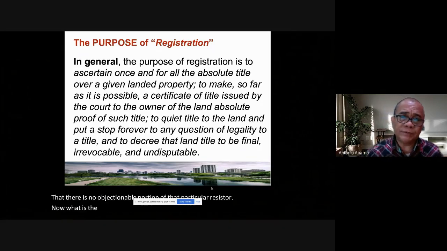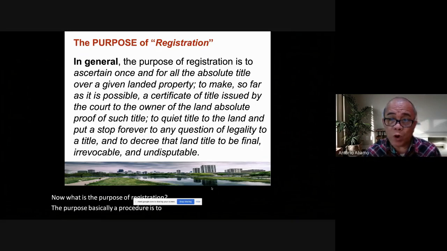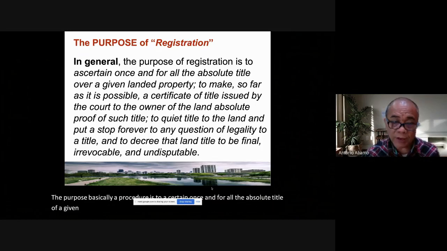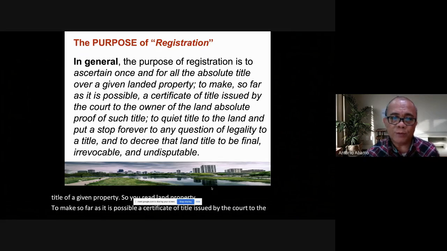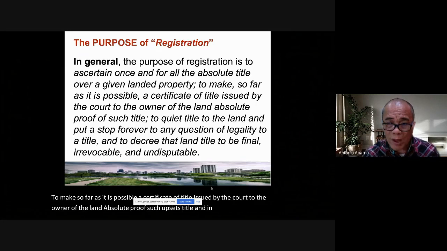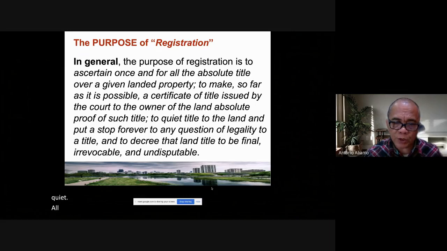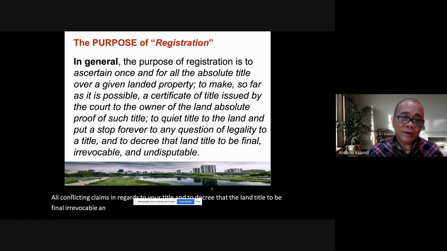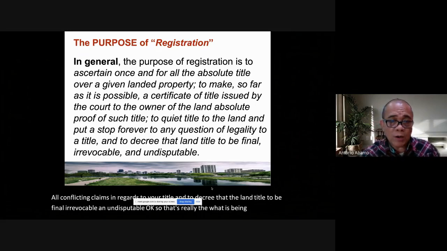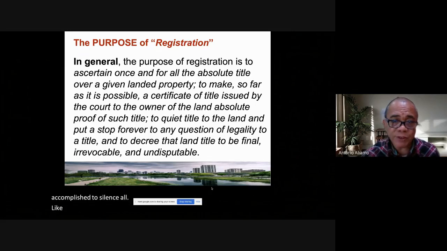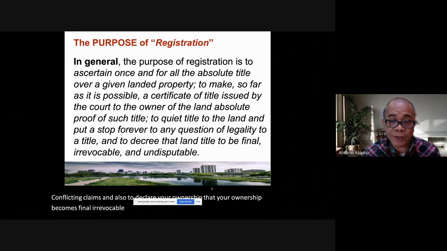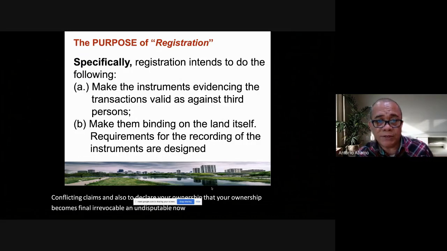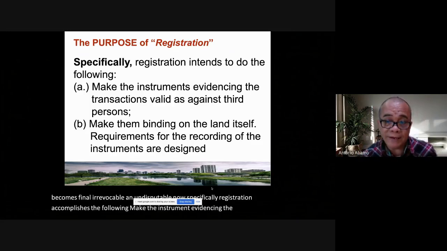Now, what is the purpose of registration? The purpose basically of the system is to ascertain once and for all the absolute title of a given property, say land property. To make, so far as it is possible, a certificate of title issued by the court to the owner of the land absolute proof of such title. And then another purpose is to quiet all conflicting claims in regards to your title, and to decree that the land title be final, irrevocable, and undisputable. So that's really what is being accomplished: to silence conflicting claims, and also to declare that your ownership becomes final, irrevocable, and undisputable. Now, specifically, registration accomplishes the following: make the instrument evidencing the transactions valid against third person claim.